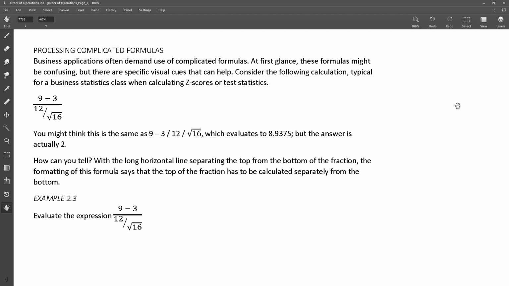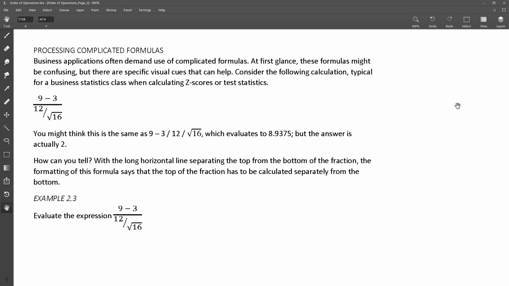So consider the calculation shown here, which is typical for a business statistics class when calculating something called a z-score or a test statistic. This expression says 9 minus 3 over 12 over the square root of 16. In other words, 9 minus 3 divided by 12 divided by the square root of 16. Now, if you just write that on a line, what you get is this. You might think it's the same as this expression here, 9 minus 3 divided by 12 divided by the square root of 16, which is what I just said, right, when reading the formula stacked as it is above.